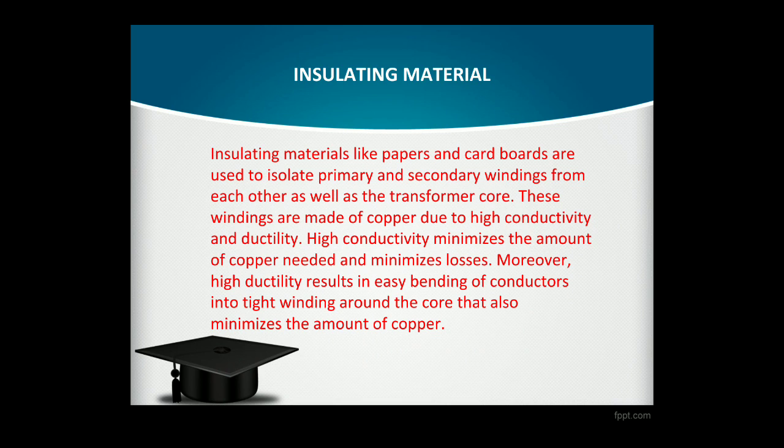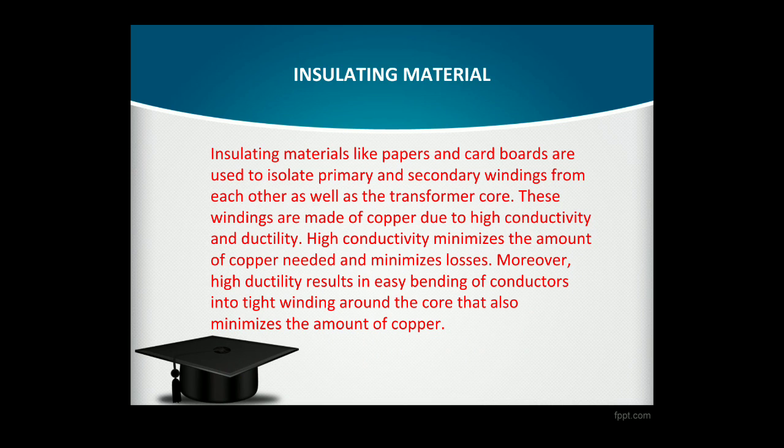These windings are made of copper due to high conductivity and ductility. We know that copper has high conductivity, so these windings are made of copper. High conductivity minimizes the amount of copper needed and minimizes the losses. Copper has high conductivity and low resistance, so the I square R loss, or copper loss, is minimized.